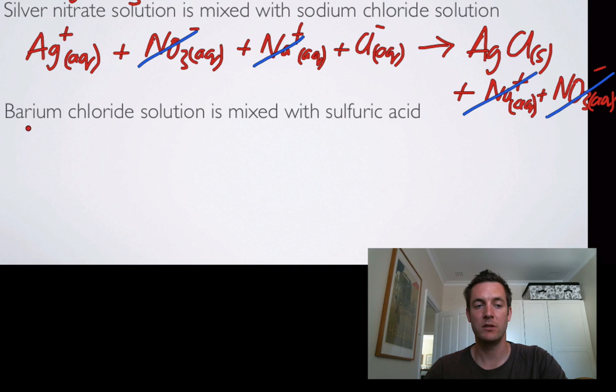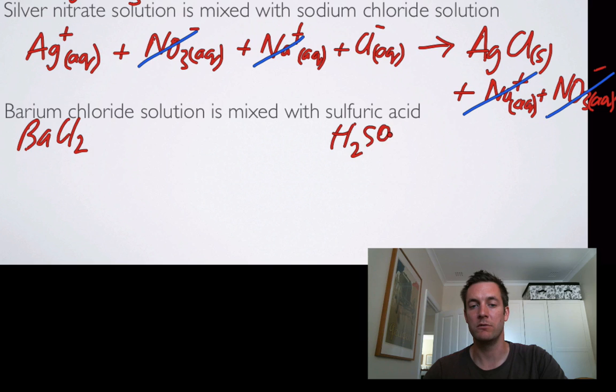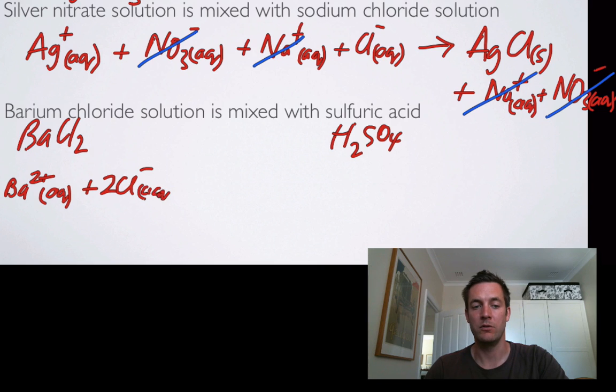Okay, barium chloride, so that's BaCl2, mixed with sulfuric acid, H2SO4. Let's write down the ions that are involved here. That's a solution. All acids are solutions in water, as far as we're concerned. Okay, so we've got Ba2+ ions. They're aqueous. We've got 2 chloride ions, 2Cl-, aq. Not a Cl2- ion. That's just made up nonsense, okay?